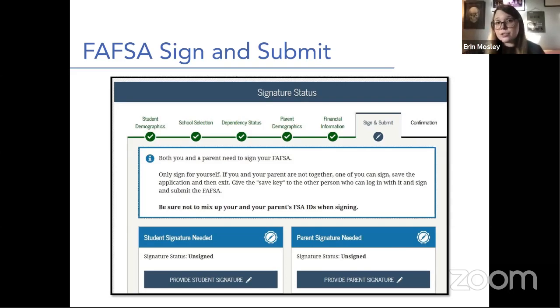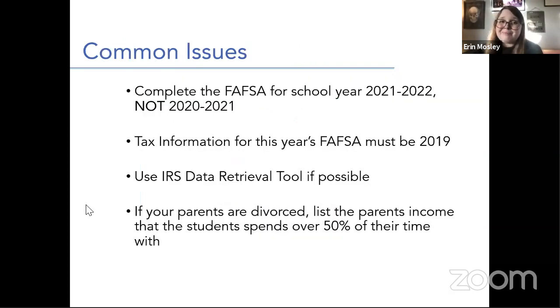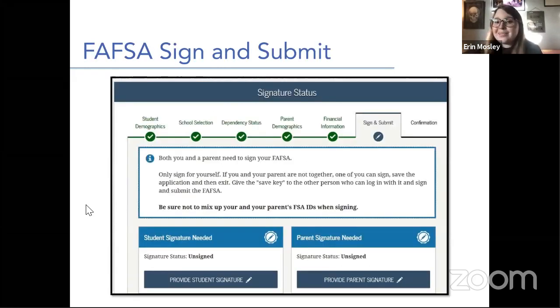If a parent doesn't have a social security number, you guys are going to have to do a signing page. Like, you actually have to print it off and sign it yourself. But if you've created your FSA ID, then it's super easy. You just sign it electronically, and then you can submit your FAFSA. And it'll take you at the very end to a confirmation page, and you can rejoice because you got that thing done.